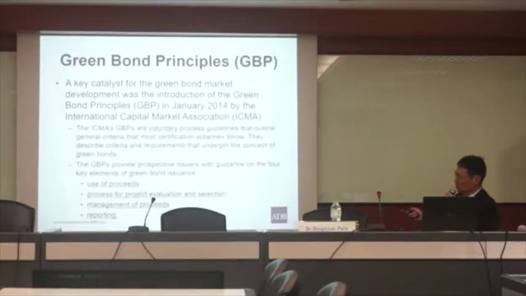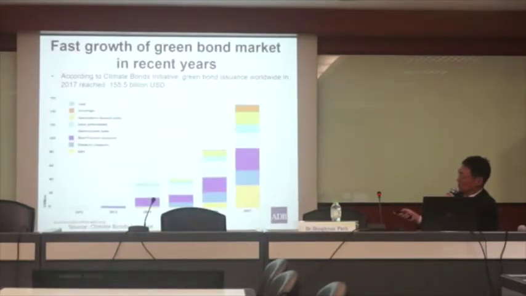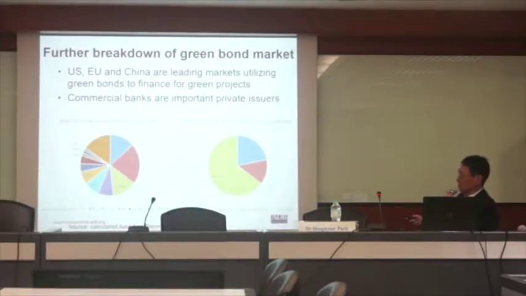If you look at the growth of the green bond market, it has been quite explosive, with very rapid growth, to the extent that by 2017, issuance of green bonds worldwide, not the total size, reached over $155 billion, which is quite a substantial amount. If you look at the leading countries in this market, it's the US, the European Union, and China. They are the leading countries in terms of issuing green bonds.